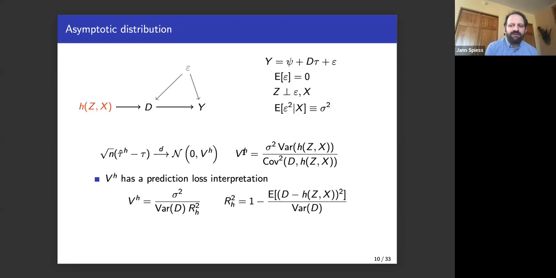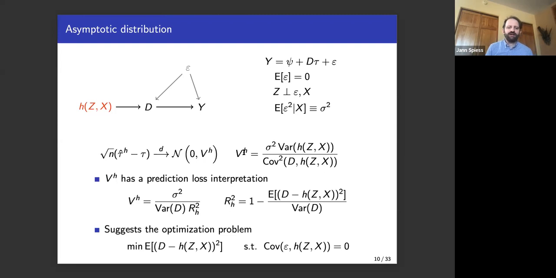So specifically, the variance takes a specific form, which is the residual variance sigma squared divided by the variance of the treatment times the R squared in the first stage regression of the treatment on the instrument. Therefore, there's a very tight link here, in this admittedly very simplistic example, between first stage prediction quality and the variance of the resulting IV estimator, which basically says that the better my R squared is, the better I'm able to estimate treatment from the instrument, the lower the resulting variance.